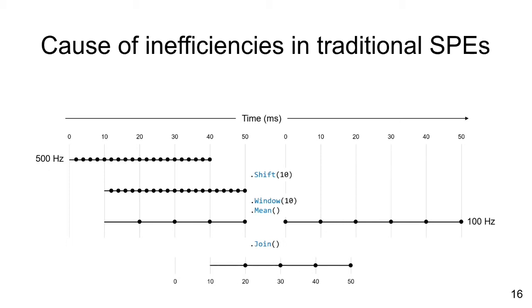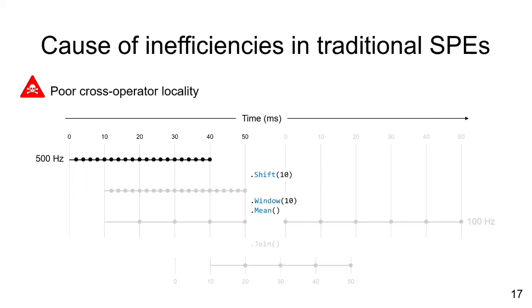Join operation joins the input events with their timestamps as the key. The first issue with stream processing engines is that they fail to properly preserve cross-operator cache locality. To illustrate this, let's only focus on the first two operations in the pipeline. Traditional stream processing engines are designed to process stream events in batches of arbitrary size defined by the user. So the shift operation takes the first batch of events and generates corresponding outputs.